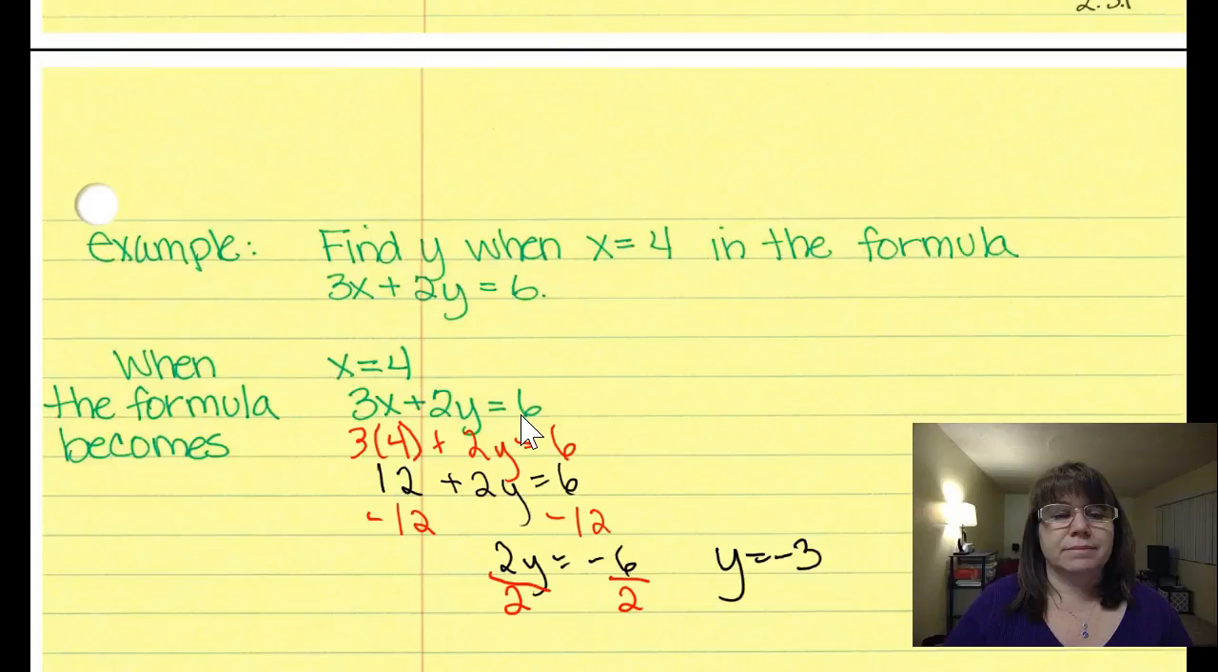And we should look back and see if that makes sense. So when x is 4 and y is negative 3, 3x equals 3 times 4, which is 12. 2 times negative 3 equals negative 6, and 12 minus 6 indeed equals 6.